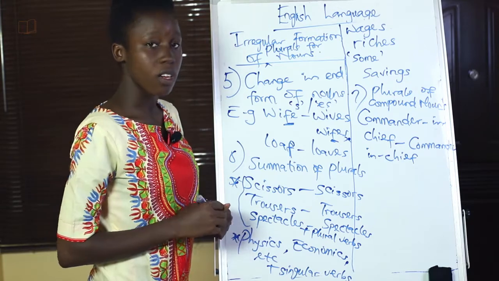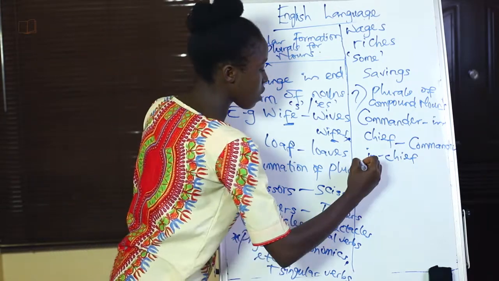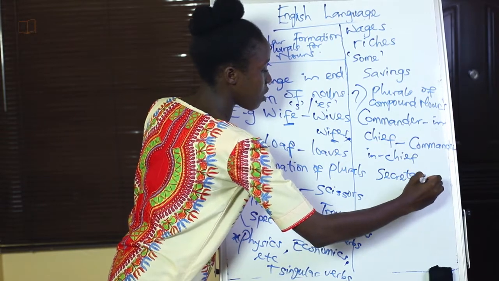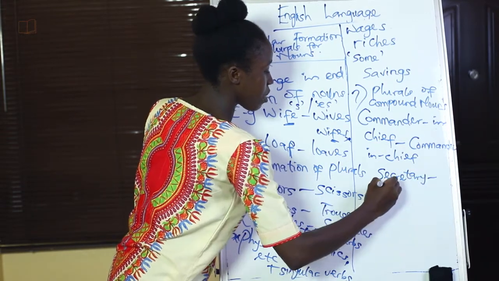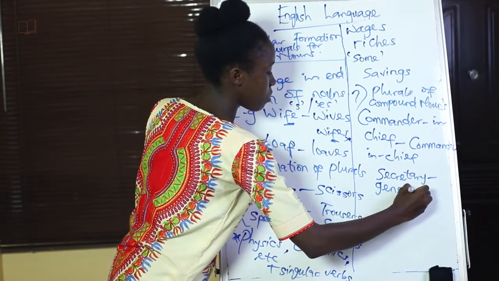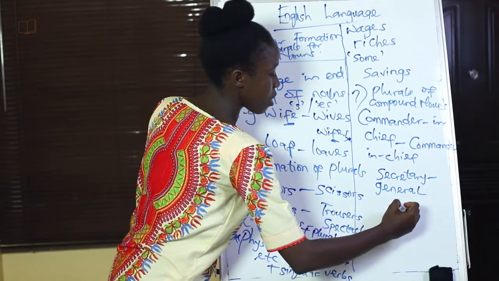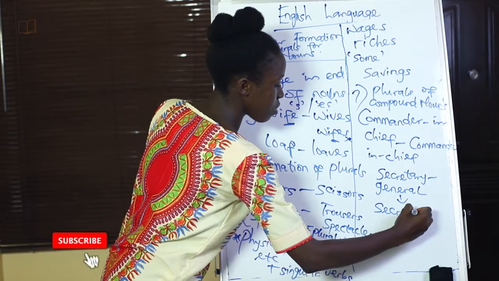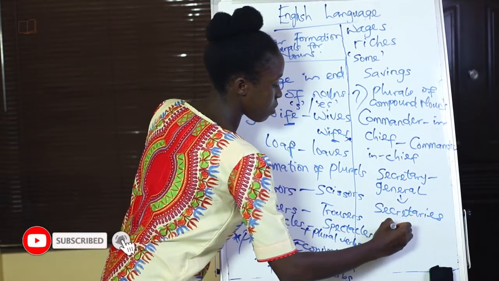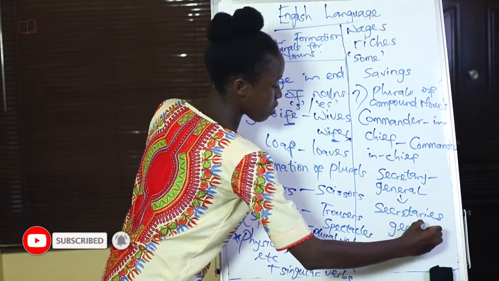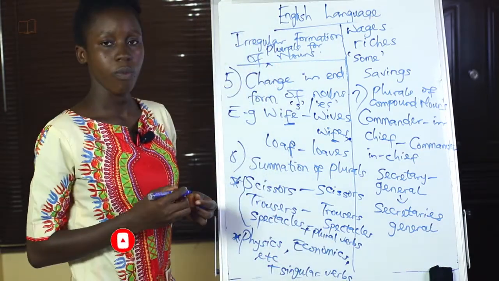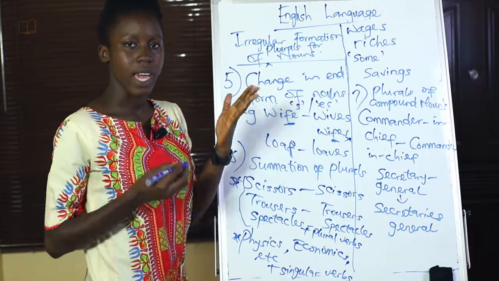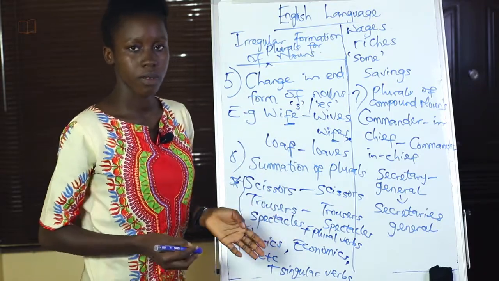We have secretary general. For secretary general, you pluralize the secretary. So it becomes secretaries general. Head of department. The plural form for that will be heads of departments.